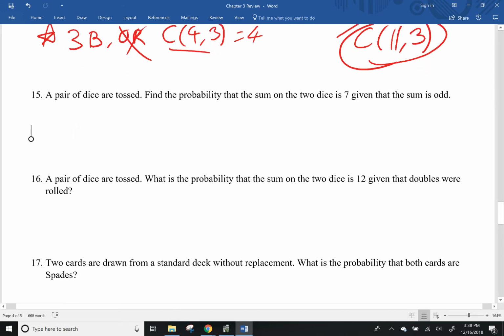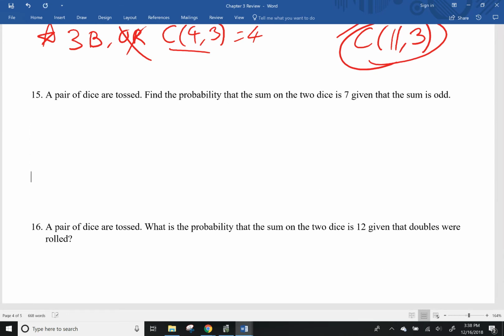A pair of dice are tossed. Find the probability that the sum of the 2 dice is 7, given that the sum is odd. So remember that there are 36 ways to roll a pair of dice. I talked about that in chapter 1 or chapter 2, I don't know. 36 ways in total. Now, of those ways, half of them are rolling odd. So that means that there are 18 ways to roll odd.